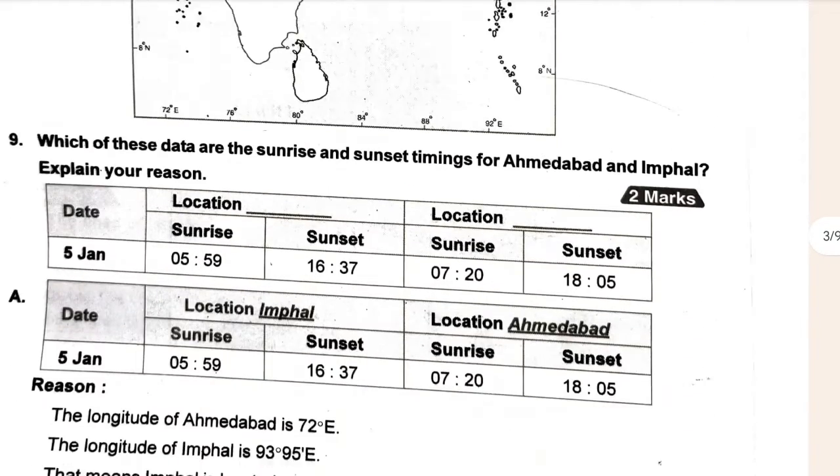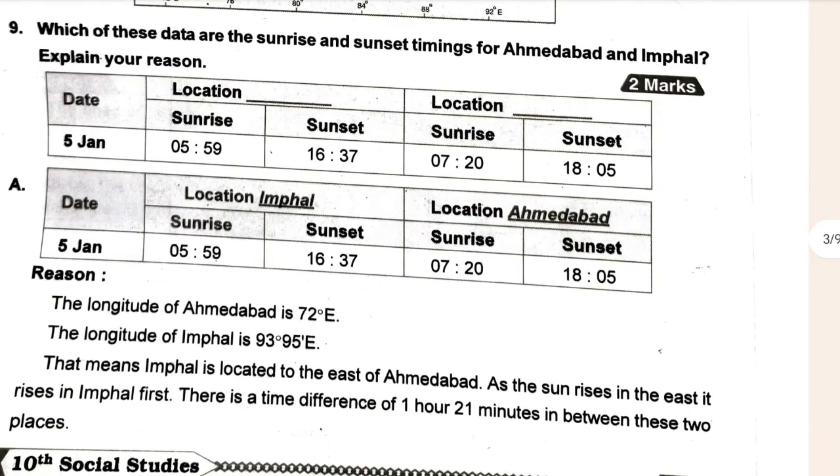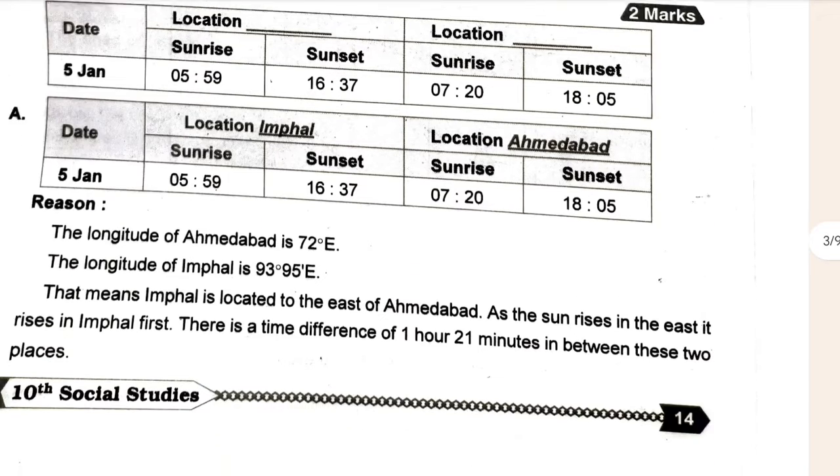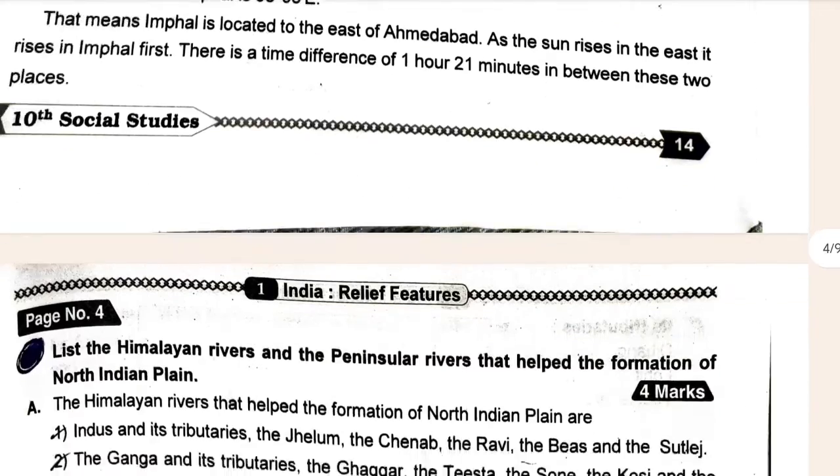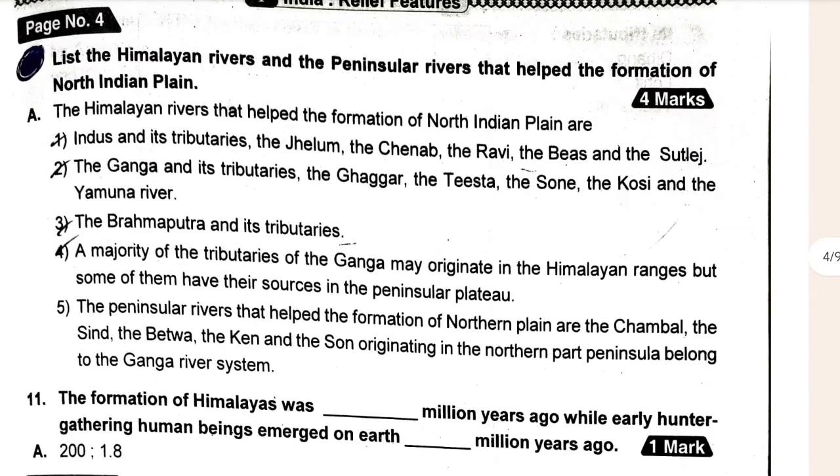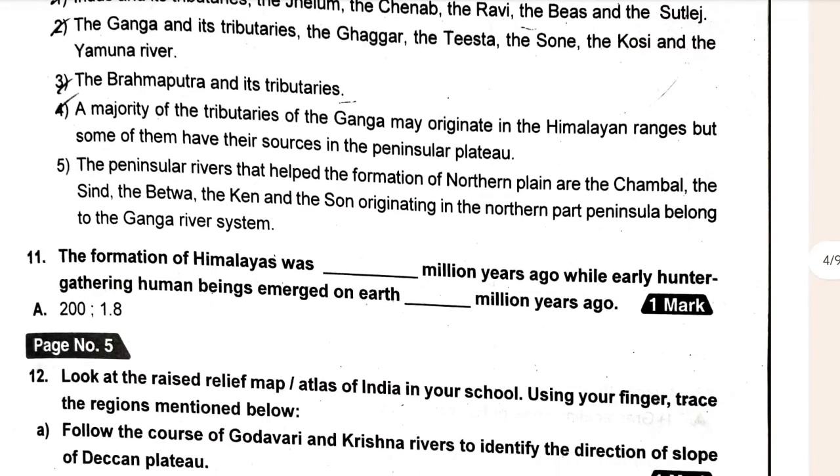And then the ninth question is: which of these dates are the sunrise and sunset times for Ahmedabad and Imphal? Explain your reason. Okay, so this is the answer of that one. After that, when you come here, this is the 4 mark question: list the Himalayan rivers and the Peninsular rivers that helped in the formation of the North Indian plain. Okay, this is the answer of that one.